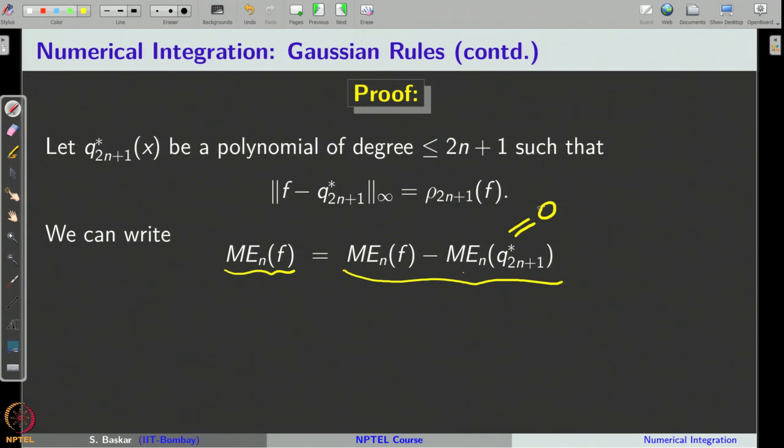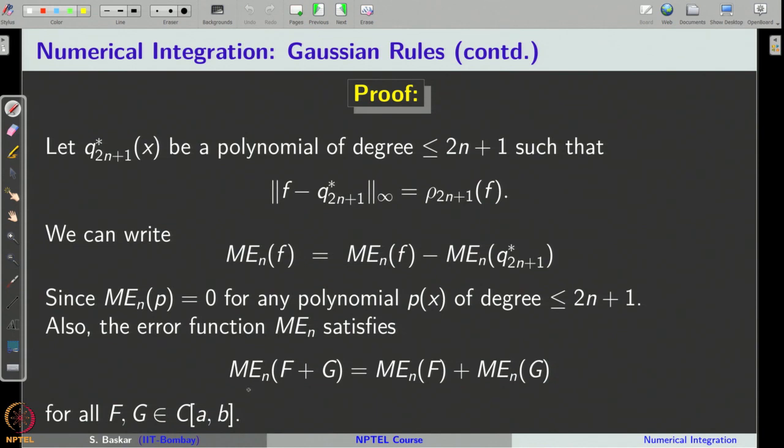That means the mathematical error involved in the value obtained from the Gaussian quadrature rule for q star is exactly equal to 0, right? So, what I am doing is precisely writing the mathematical error in f as the mathematical error in f minus 0. That is all I am putting. I am not putting anything extra here, right? Therefore, this is always true.